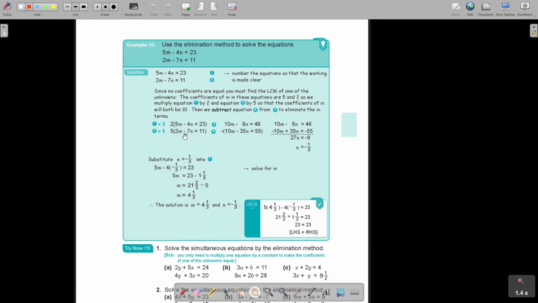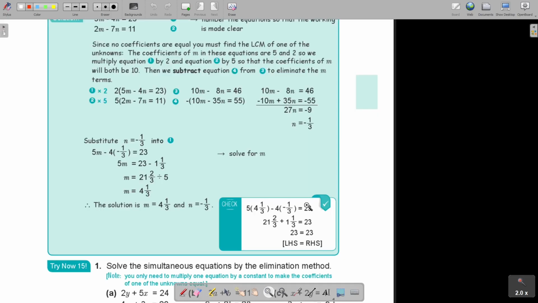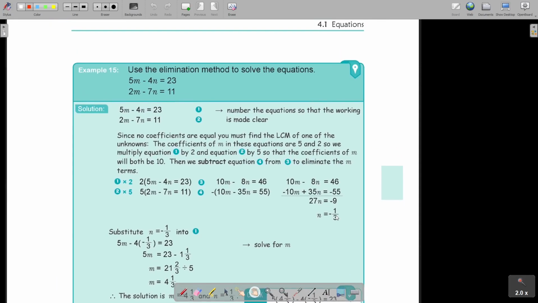Okay. Now, there's more than one method to solve simultaneous equations. Now, what are simultaneous equations again? Can you remember? That is when you have two unknowns, an m and an n, an x and a y.